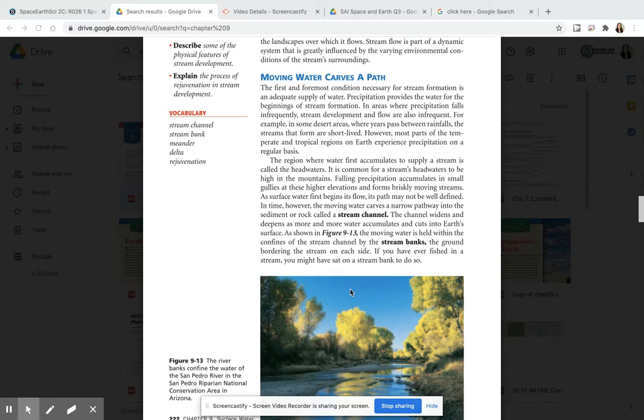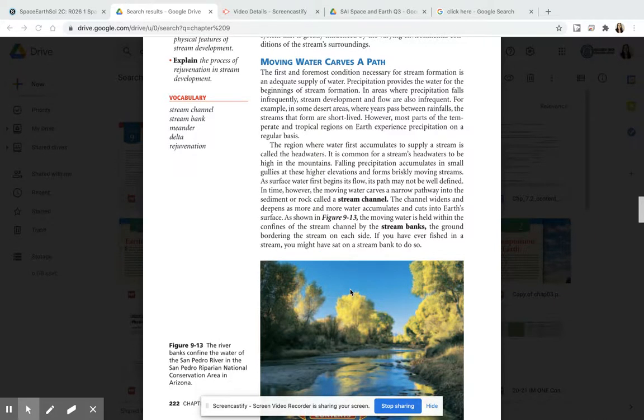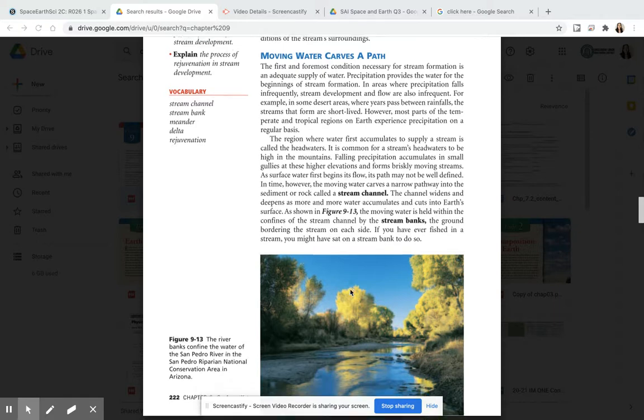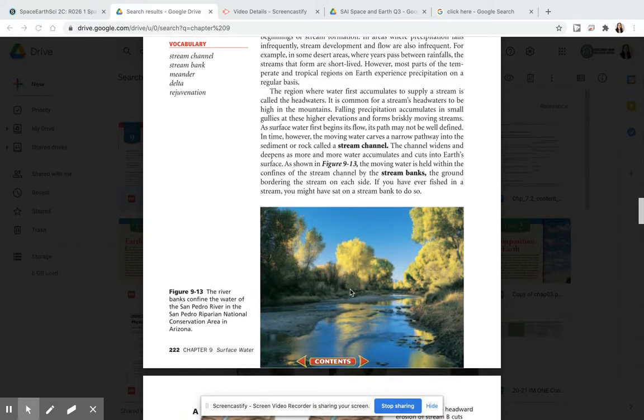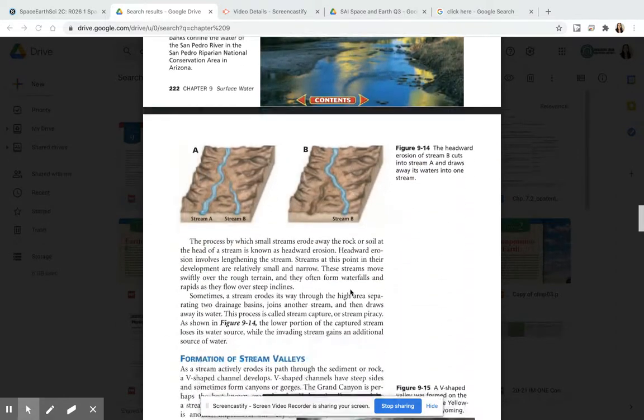The channel widens and deepens as more and more water accumulates and cuts into Earth's surface, as shown in Figure 9.13. The moving water is held within the confines of the stream channel by the stream banks, the ground bordering the stream on each side. If you have ever fished in a stream, you might have sat on a stream bank to do so.